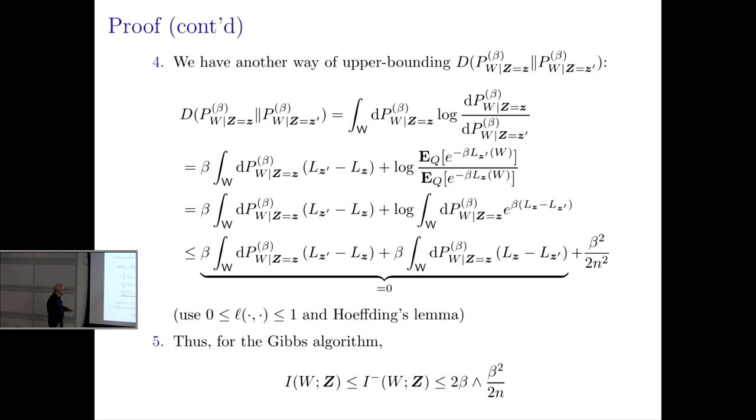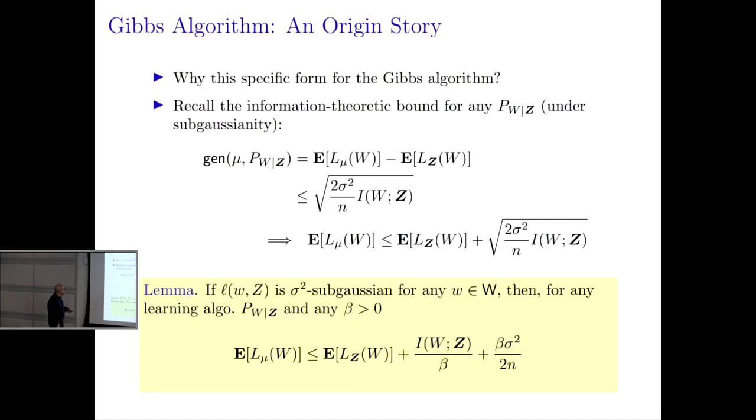Okay. Thanks, Adam. But so the Gibbs algorithm, where does it even come from? You know, the Gibbs algorithm. Why is it even there? This is something that, if you look at mutual information and things, you actually arrive at this.